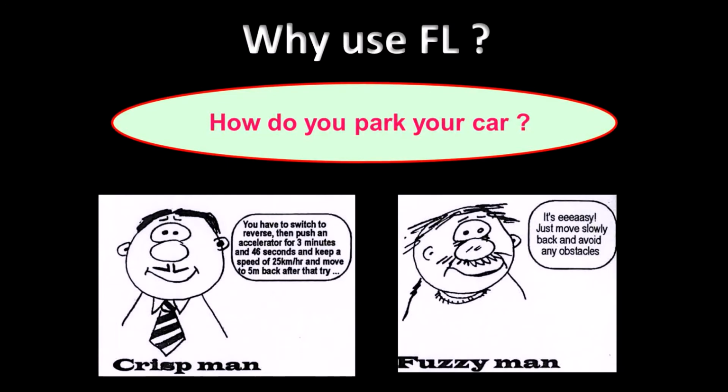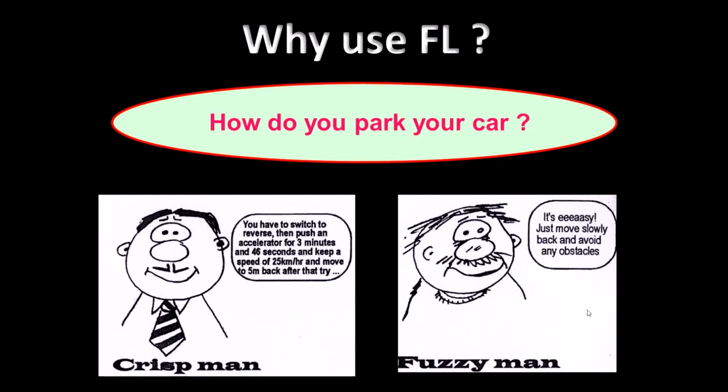This is almost the same example from the car. We have two persons here. The first person is the craftsman, and the second person is the fuzzy man. In general, the craftsman will be relying on the singleton function, in which it needs to rely on the facts in order to generate a sentence. So for instance, the craftsman will state how you park your car: you need to accelerate for 3 minutes and 46 seconds with some speed of 25 kilometers per hour, and so on.